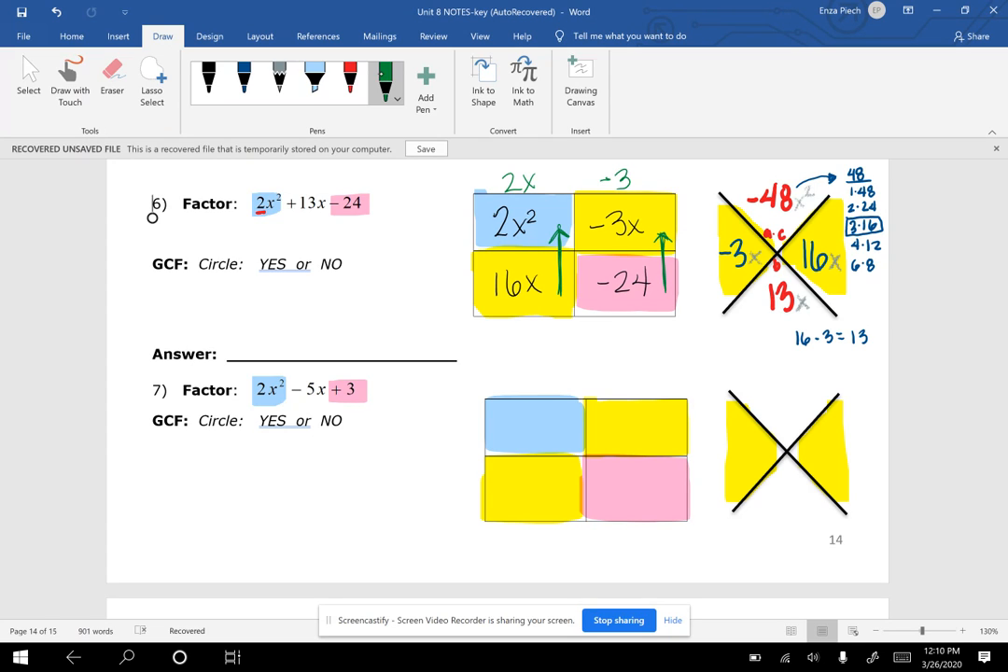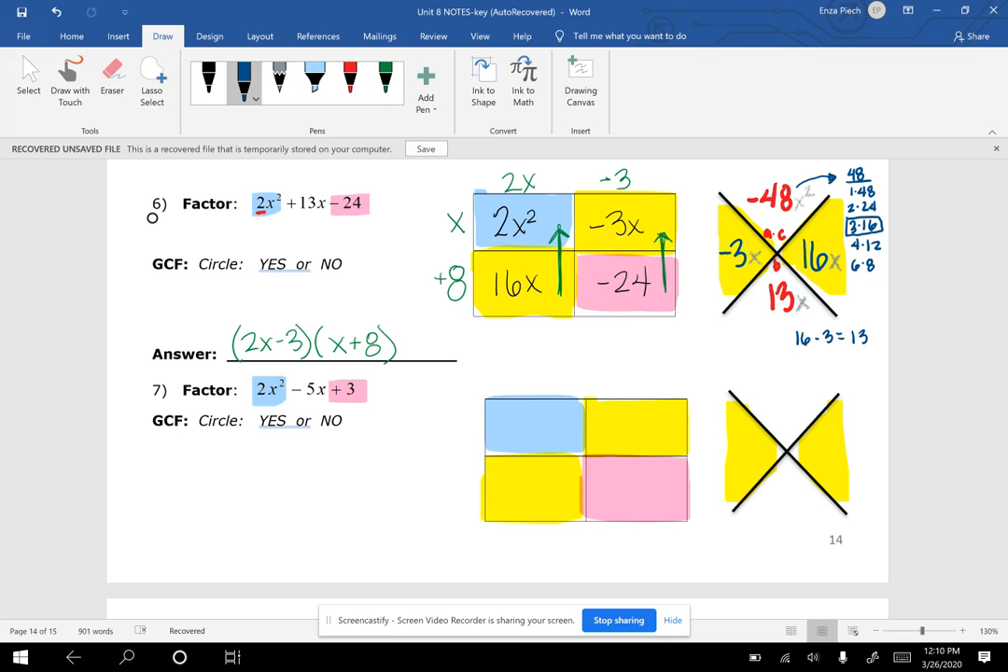So now I'm going to say, what times 2x gives me 2x squared? Well, I just need a single x there. And then I say, what times 2x gives me 16x? Well, that would be 8. And it's a positive. So my answer should be the quantity of 2x minus 3 times the quantity of x plus 8. Let's try one more. We're going to go a little bit quicker through this next one.